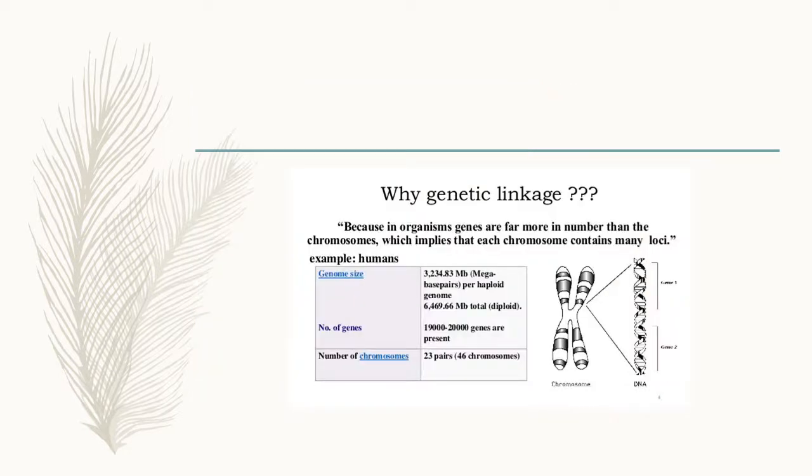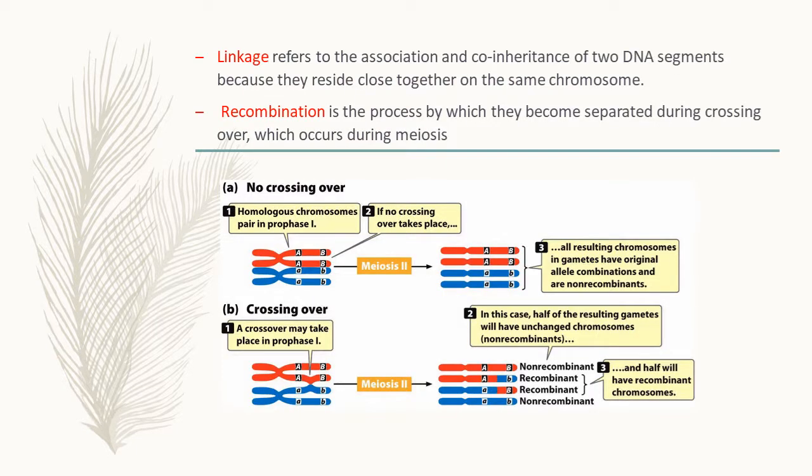What is genetic linkage? This slide shows the genes present on the chromosome and the genome size of humans. Here, for linkage and recombination, when genes are present on the chromosome and the distance between the two is low, linkage occurs.